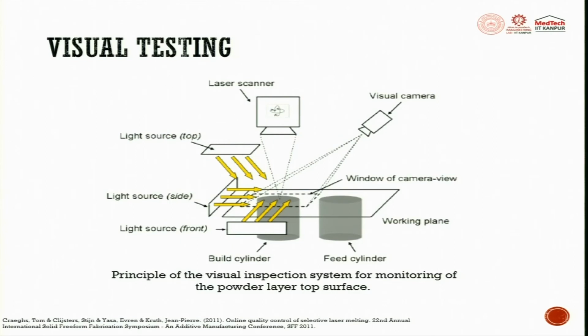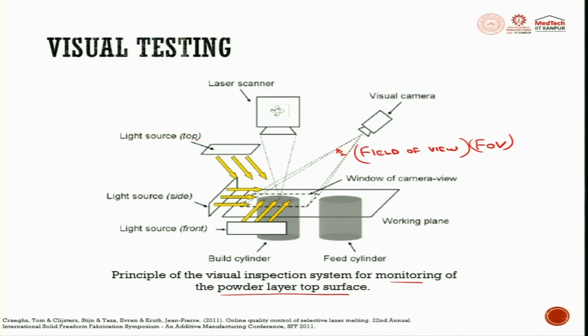This is a visual inspection system that has a camera and laser scanner as well, to monitor the powder layer of the top surface in metal additive manufacturing. This is the visual camera, and this is the window of the camera, or I would say the field of view, also called the FOV of the camera. This gives us information about how the system is working and how the powder layer of the top surface is looking, whether the powder is dispersing properly or not.